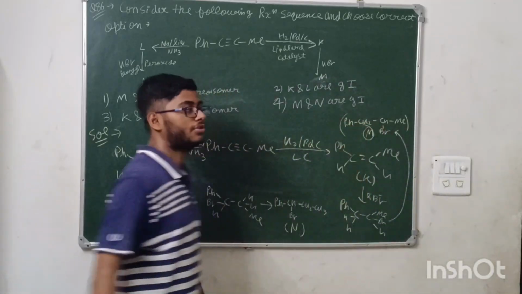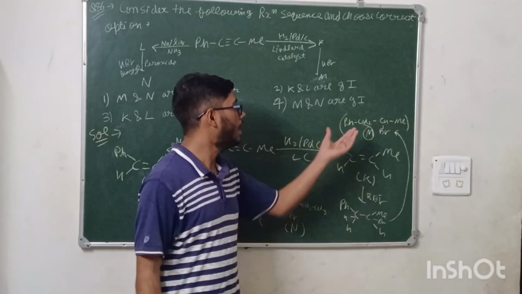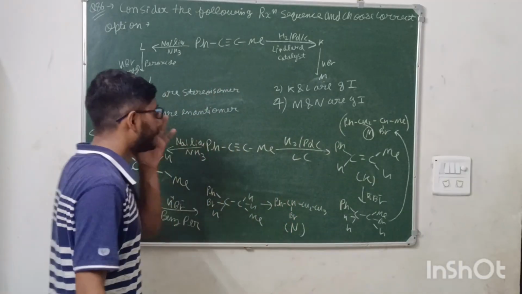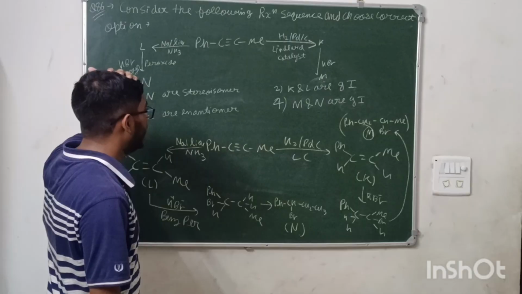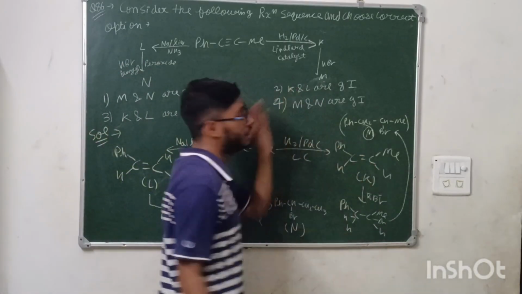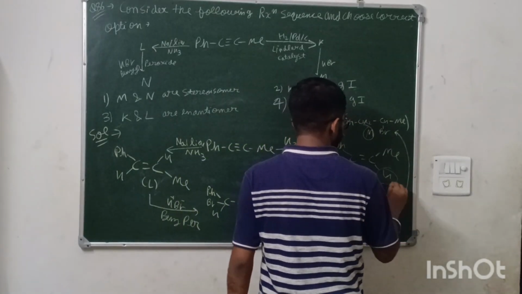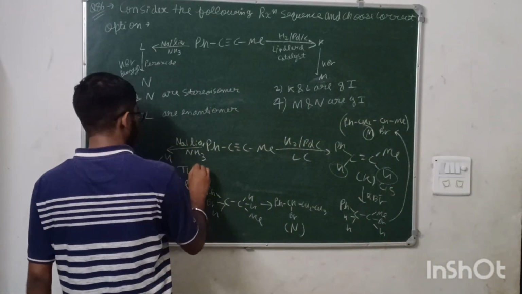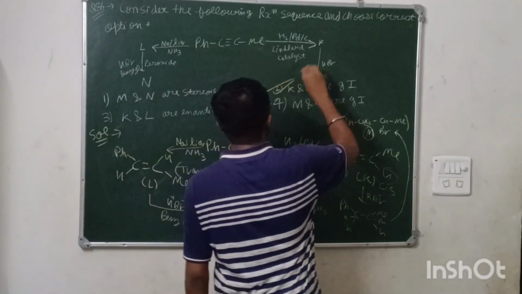Now you have to verify the options. M and N are stereoisomers. Are they? No. M and N are not stereoisomers. Option number second, K and L are geometrical isomers. This is L and this is K. Yes, this option is correct. Why? Because with respect to hydrogen, this is cis and this is trans isomer, and both are geometrical isomers of each other, so option number second is our answer.